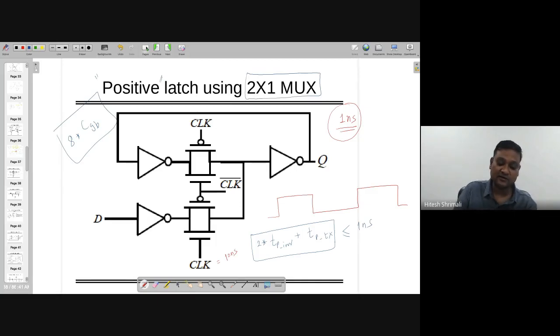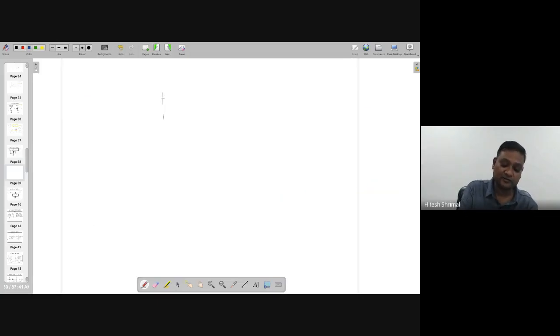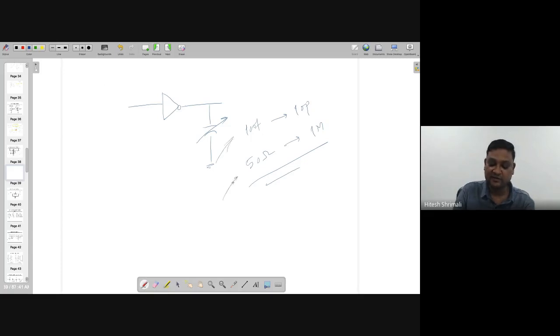If you remember in assignment number 1, I gave you the inverter driving different capacitive loads, going from, let's say, 100 femto to 10 pico, with resistance values like 50 ohm to 1 mega. We tried all these things. So it all depends on what value of capacitance and resistance is available at the output.